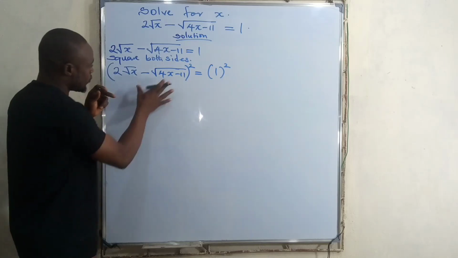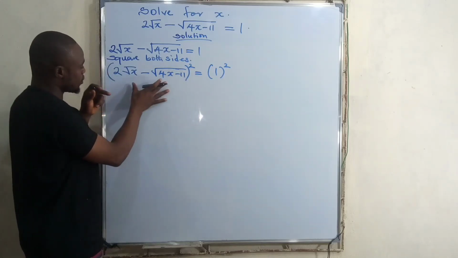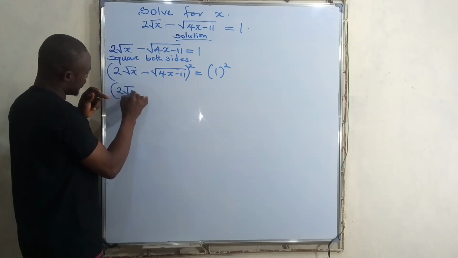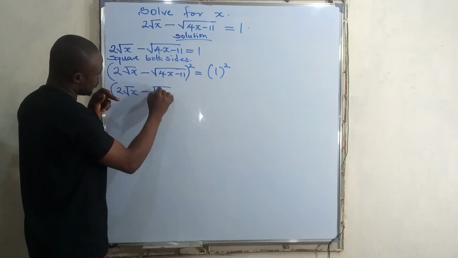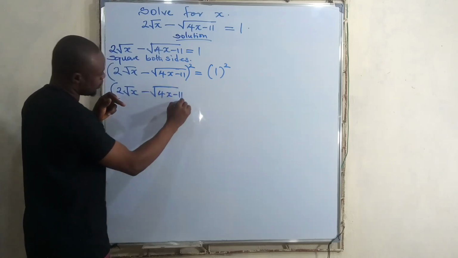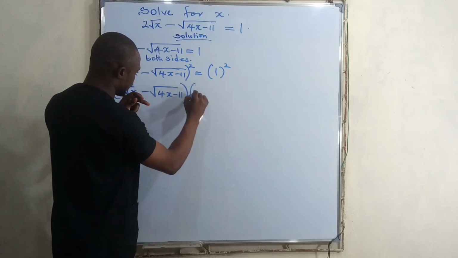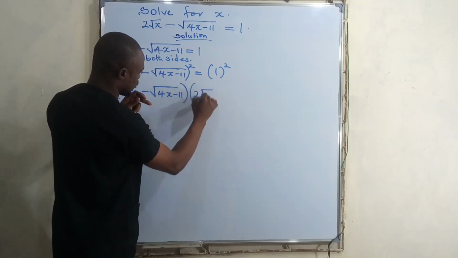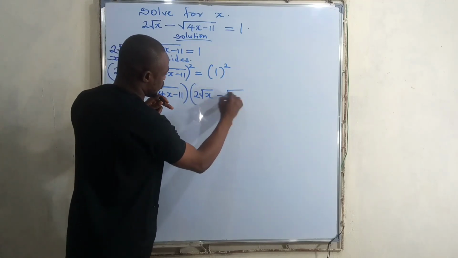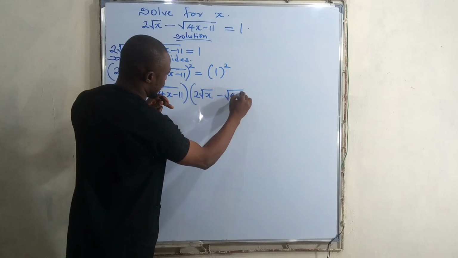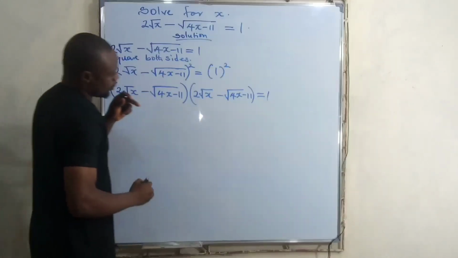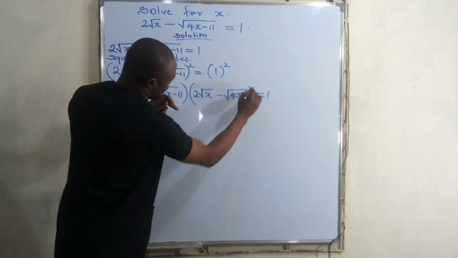Okay. So I'll open the brackets now. I'll write the first bracket and the second bracket. So we have 2 root x minus the root of 4x minus 11, open brackets again, 2 root x minus the root of 4x minus 11, close brackets, and we have equal to 1 because the square of 1 is basically 1.